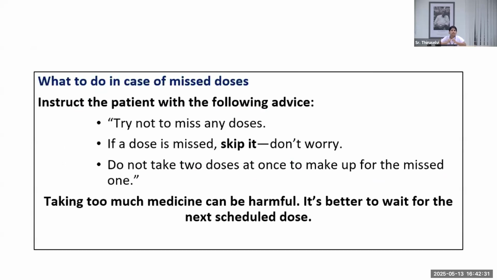What to do in case of missed doses? Instruct the patients with the following advice. Try not to miss any doses. If a dose is missed, skip it. Do not worry. Do not take 2 doses at once to make up for the missed one. Taking too much medicine can be harmful. It's better to wait for the next schedule.